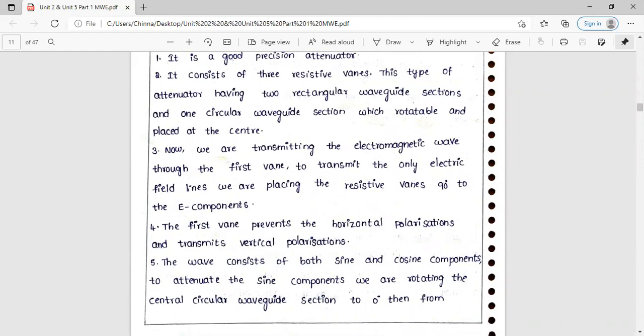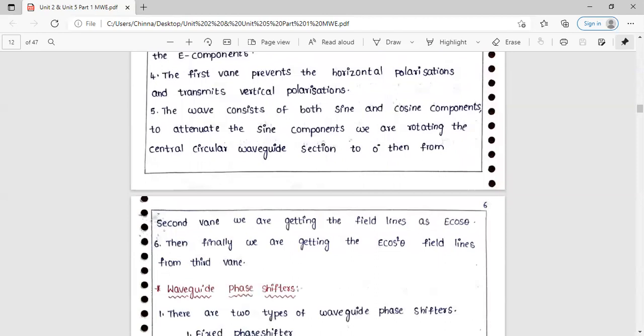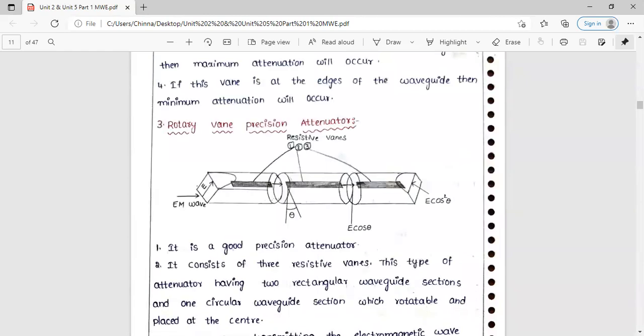The wave consists of both sine and cos components. To attenuate the sine component, we are rotating the central circular waveguide section to 0 degrees. Then from the second vane, we are getting the field component as E cos theta. Whenever the first vane is at 90 degrees, it will have both the cos and sine components. We want to eliminate the sine component.